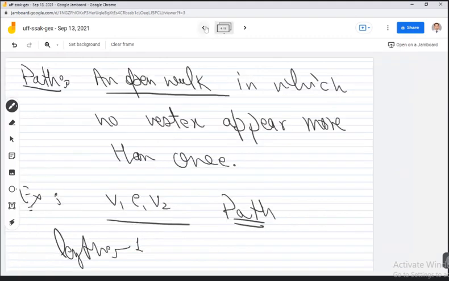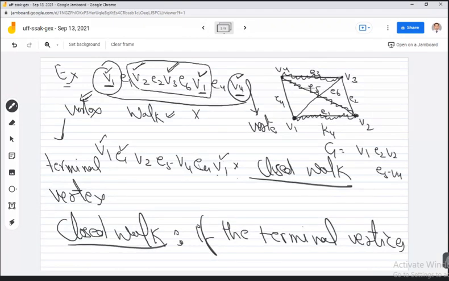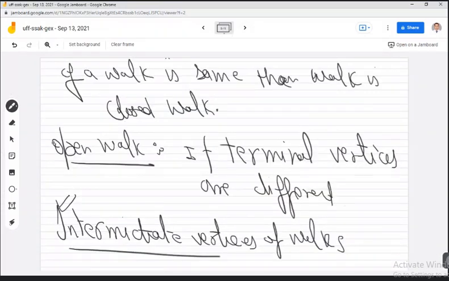in this graph, I have a circuit. C1 circuit is, I can take V1, E2, V2, E5, V4, and E4, V1. So this one is a circuit in this graph, but it is not a cyclic graph. Basically, these are the subgraphs of a graph. All the walk, path, circuit are subgraphs of a graph. But a cyclic graph is itself a graph. Getting my point?